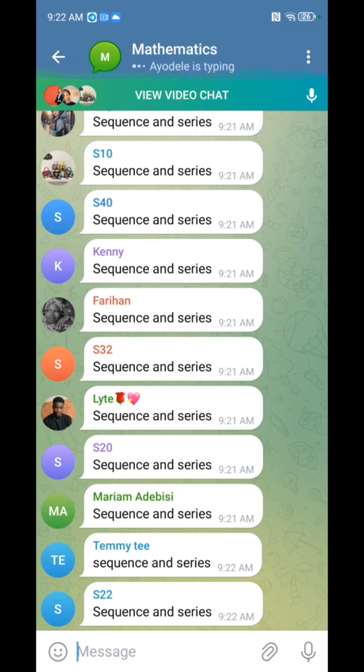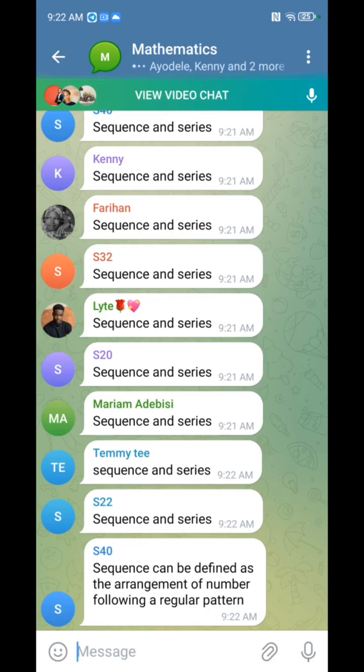Sequence can be defined as the arrangement of numbers following a regular pattern, such as 2, 4, 6, 8. Series can be defined as the addition of sequence.